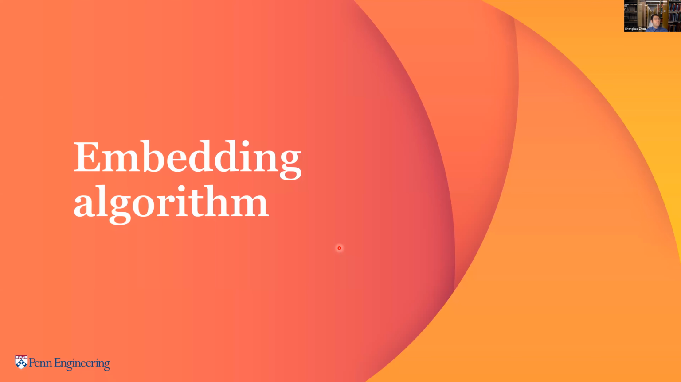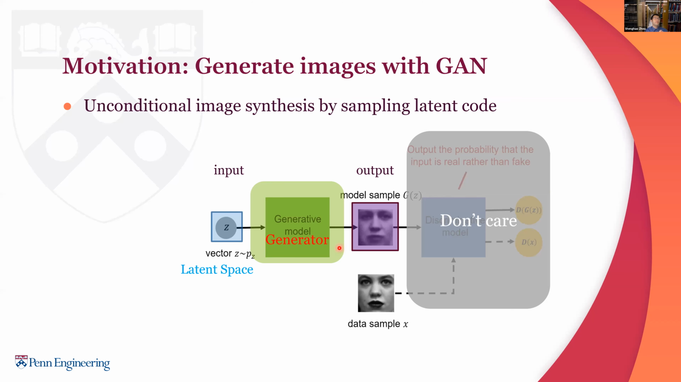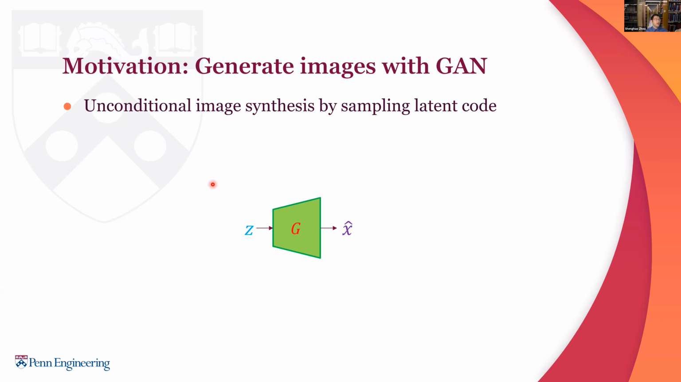After talking about that, next we're going to talk about the embedding algorithms. Some motivation for that is that we want to generate images with a GAN. If we want to do that, all we have to do is throw away the discriminator and just use the generator. We can even simplify the diagram here. We start off from a latent code Z, use the generator, and generate the image out. If we simply want to do unconditional image synthesis, all we have to do is sample a bunch of latent codes and decode them out, and we get many images.